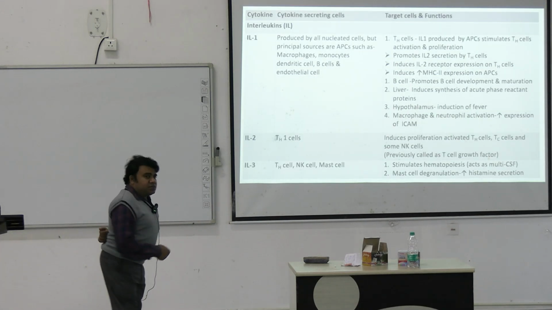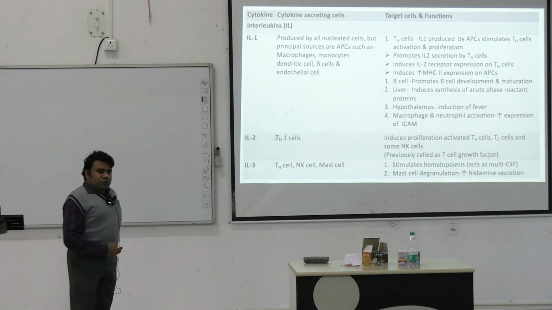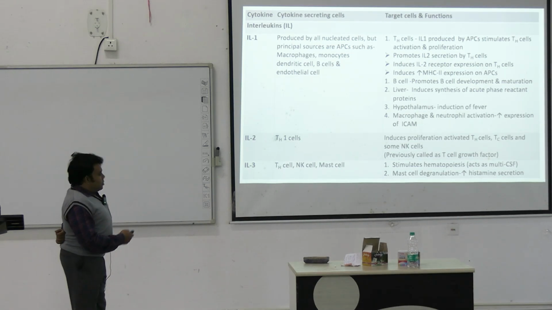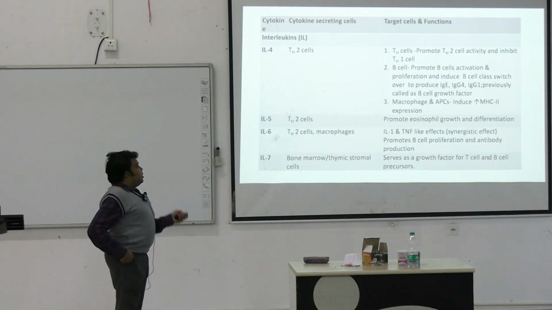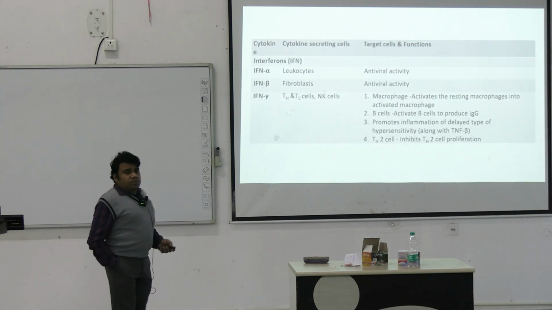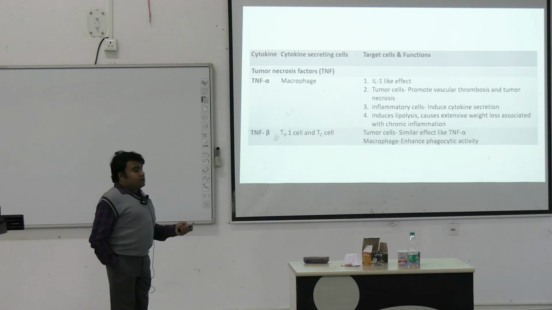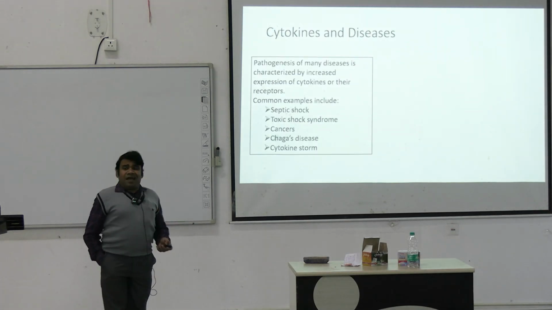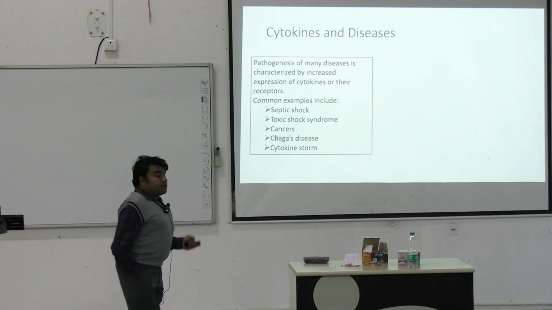These are the various cytokines. When you study deeper, you will remember the most important ones. Interleukins 1, 2, 3, 4, 5, 6, 7. There are some interferons, alpha, beta, gamma, and tumor necrosis factor, TNF alpha, TNF beta, and some stimulating factors like GM-CSF, M-CSF, and G-CSF for maturation of the cells.